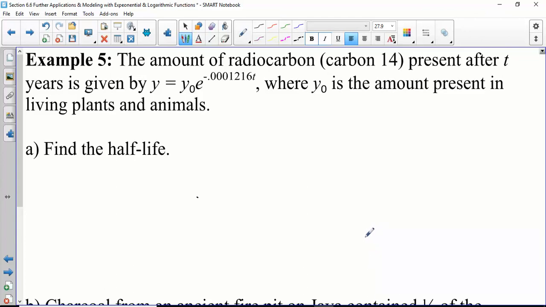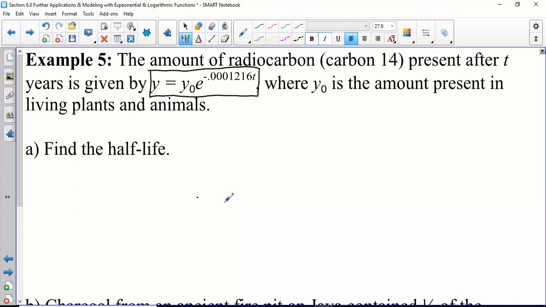The amount of radiocarbon, or carbon-14, present after T years is given by this equation. Y sub 0 is the amount present in living plants and animals. So, in other words, this time I have given you the original equation. Now I'm going to ask you questions about it. Part A, I want the half-life.